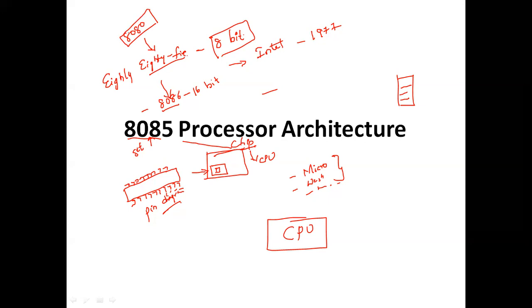Fine. So the 8085 microprocessor has three maskable interrupts: RST 7.5, 6.5 and 5.5. I'll discuss them when we get to the interrupts. So this is the basic introduction of the 8085 microprocessor.